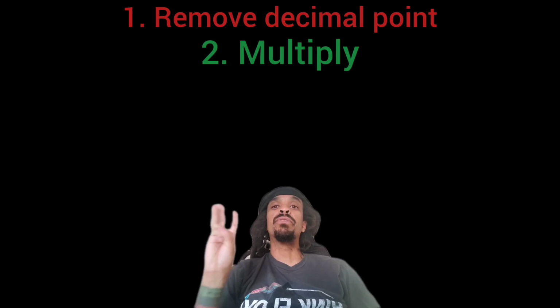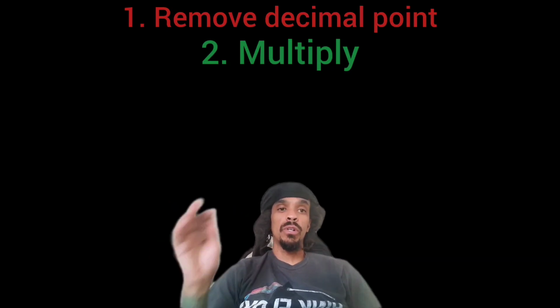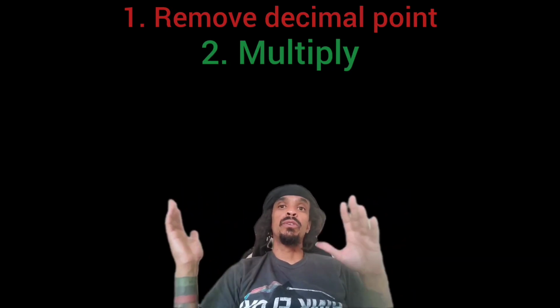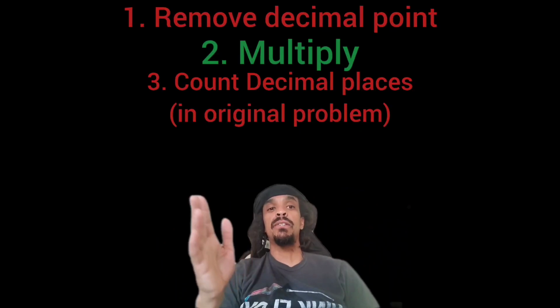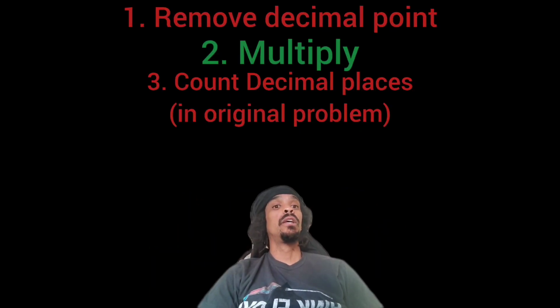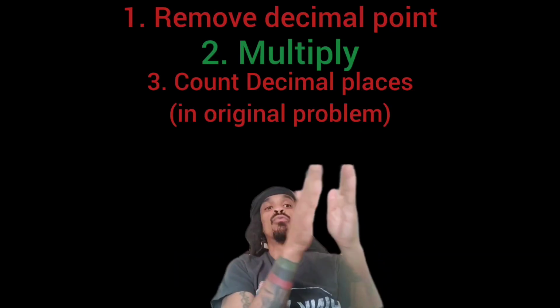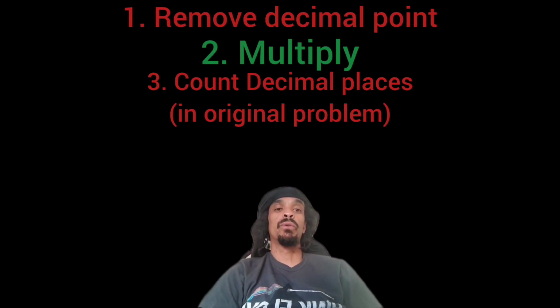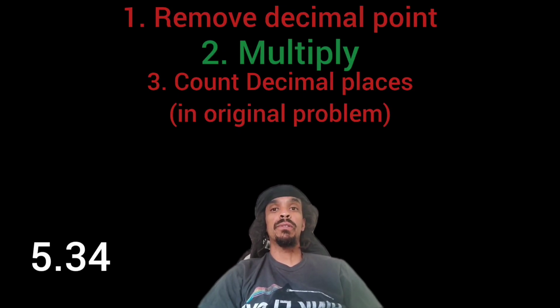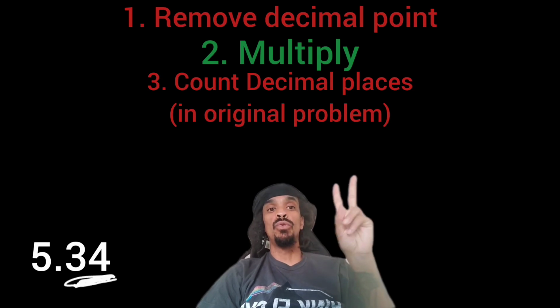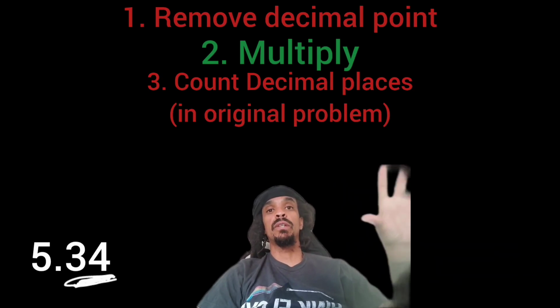Now, step 3. You're going to look at the original problem and count the decimal places. You're only concerned with the places to the right of the decimal point. Let's say we have a number like 5 and 34 hundredths. That would have 2 decimal places to the right. So that's what you would count.